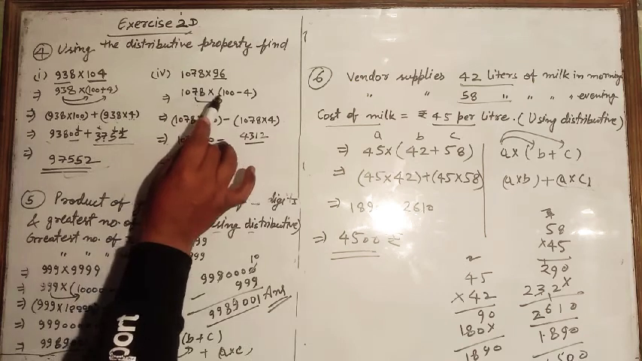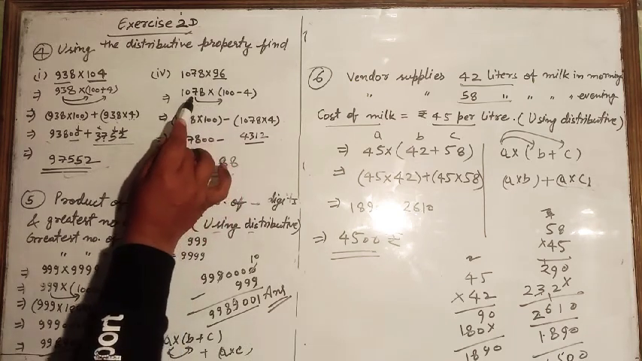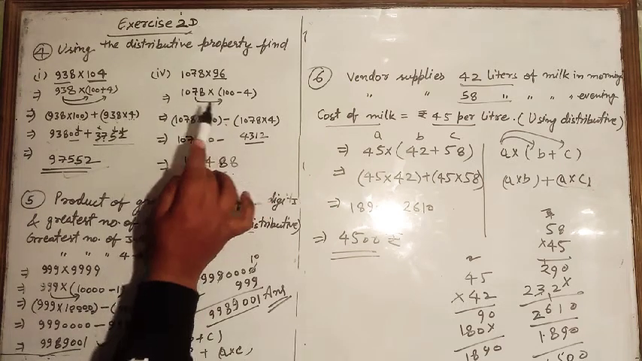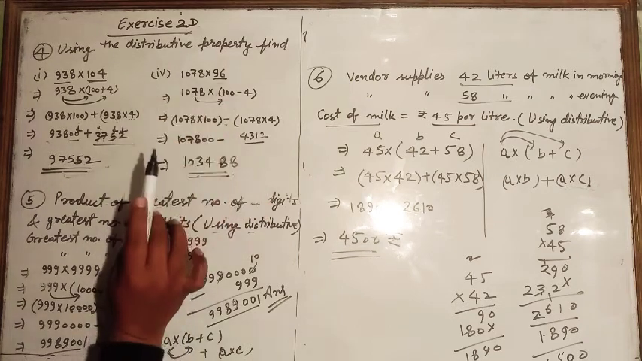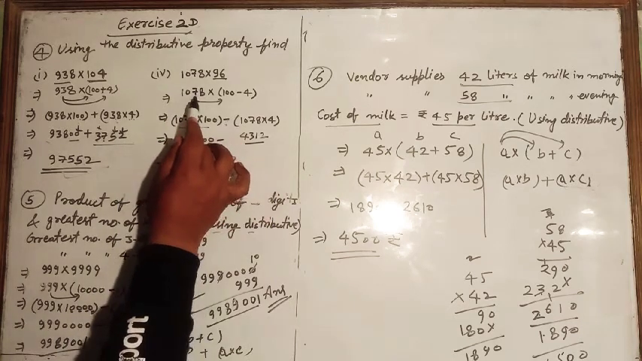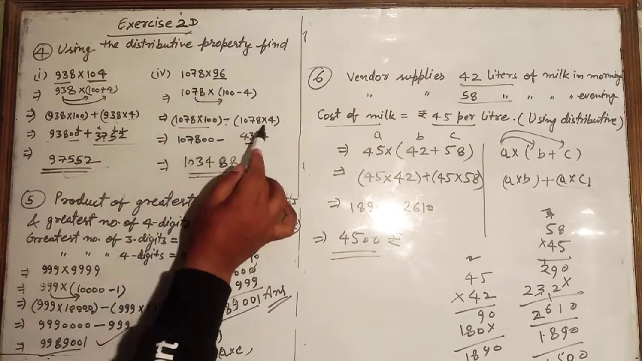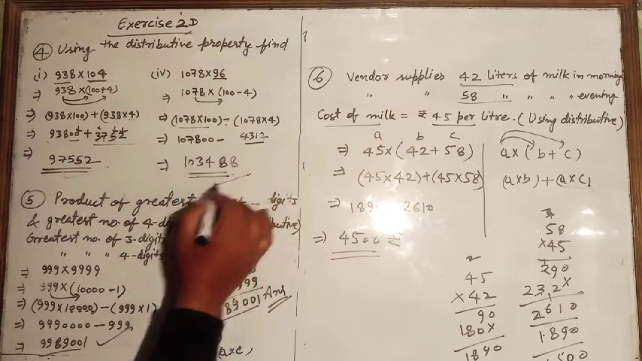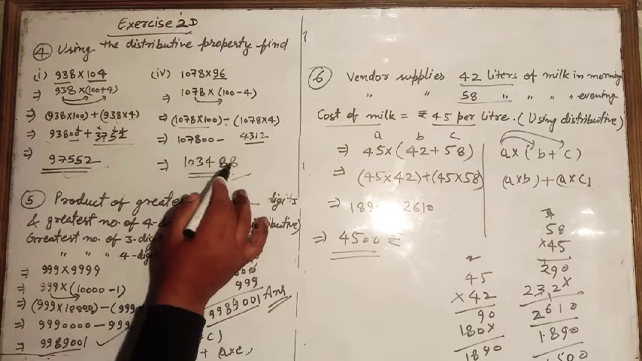So it is a into (b minus c). First we write a into b, then minus, then a into c. So we can write 1078 into 100, minus 1078 into 4. After subtracting, our answer will be 103488.